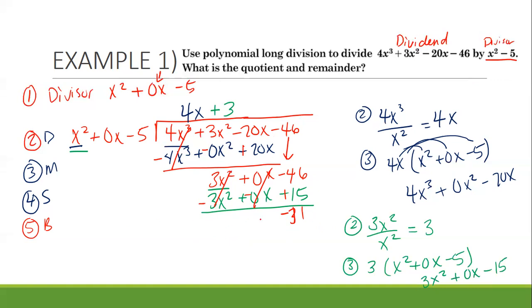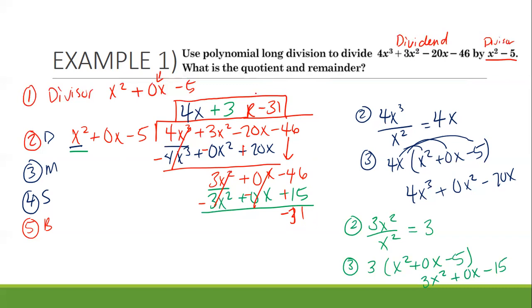So at this point, you bring down, well, there's nothing to bring down, and you don't repeat because the degree of the remainder is less than the degree of the divisor. So your answer is, the remainder is negative 31. So your quotient is 4x plus 3. Your remainder is negative 31.